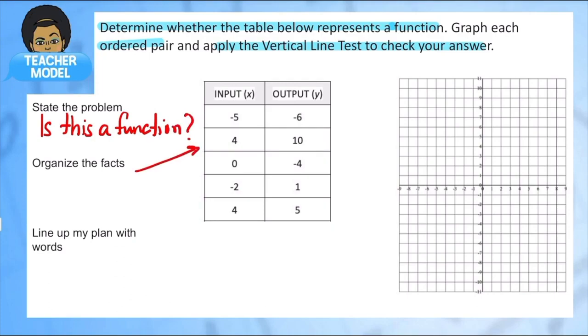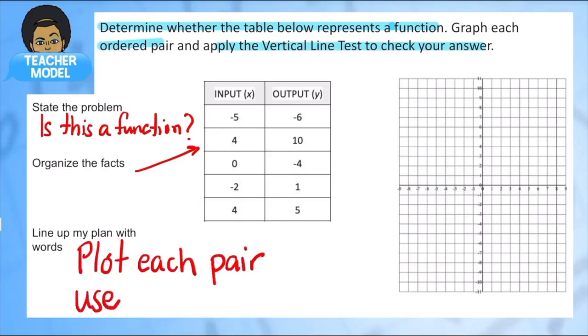And what we're going to do is we're going to plot each pair. And then we're going to use the VLT, which is the vertical line test. And what that means is I'm going to go from each point down and see, is there any way my line would go between 2 points if I were to draw any line going straight down? So let's map out these points. I'm going to use this here. Just by looking at it, do you see anything that would tell me this would not be a function?